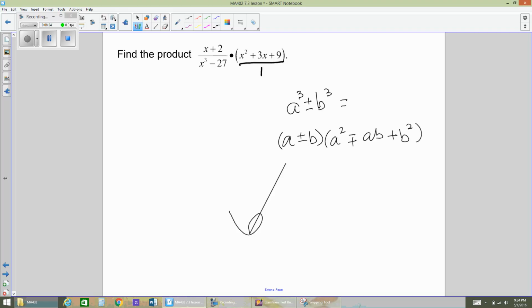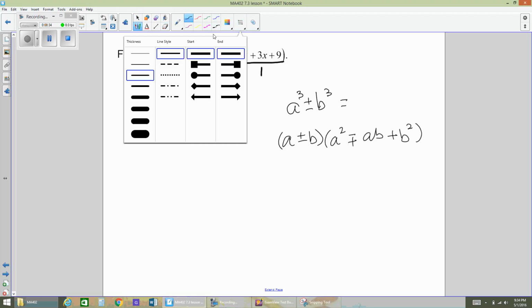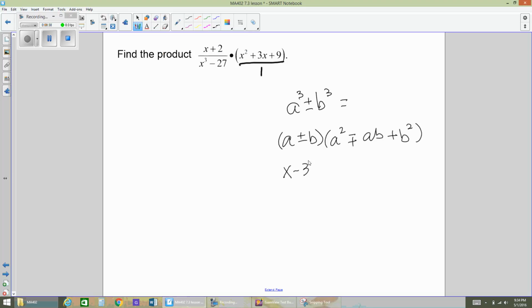Let's see if I can get my mouse back. There it is. Now I have to erase. That's what happens when I press pause. Okay, give me black, make it skinny. There you go. It's going to be x minus 3. How do I know it's a minus? Well, because it's a minus 27.